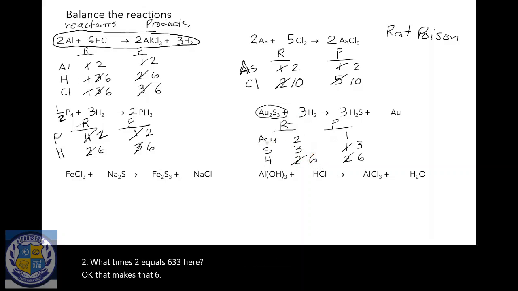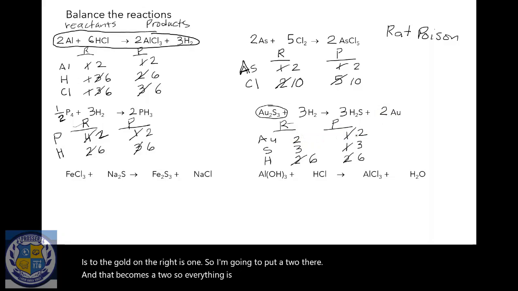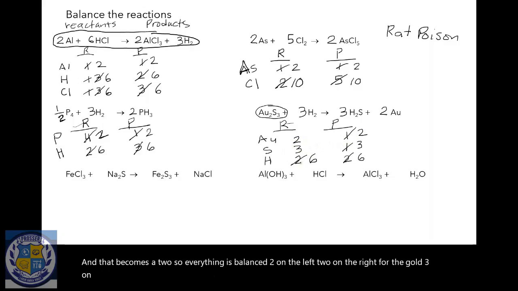And the gold on the left is 2. The gold on the right is 1. So I'm going to put a 2 there. And that becomes a 2. So everything is balanced. 2 on the left, 2 on the right for the gold, 3 on the left, 3 on the right for the sulfur, 6 on the left, 6 on the right for the hydrogen.